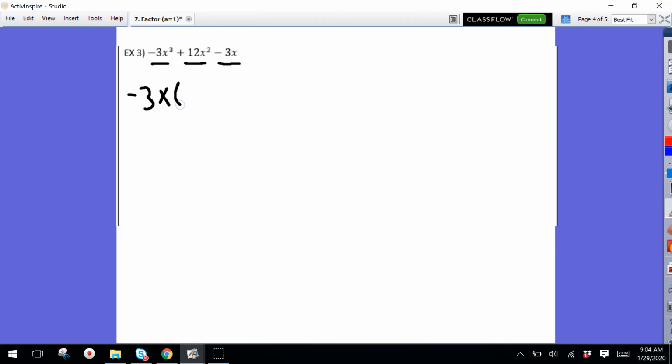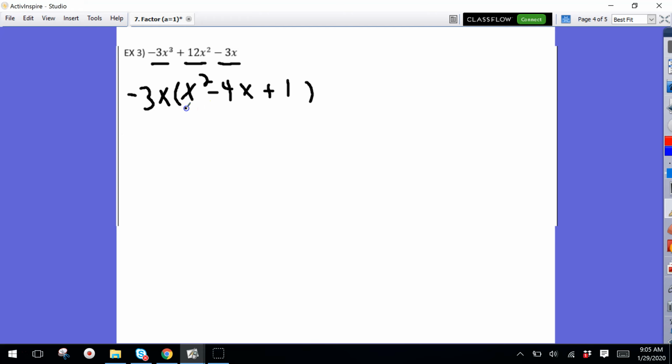So now let's see what trinomial we're remaining with when we do this. Negative 3x cubed divided by negative 3x, well, that's just going to be x squared. 12x squared divided by negative 3x, so that's just going to be negative 4x. And negative 3x divided by negative 3x is just positive 1. If you notice, all the signs changed when I took away that negative sign. They all kind of flipped.